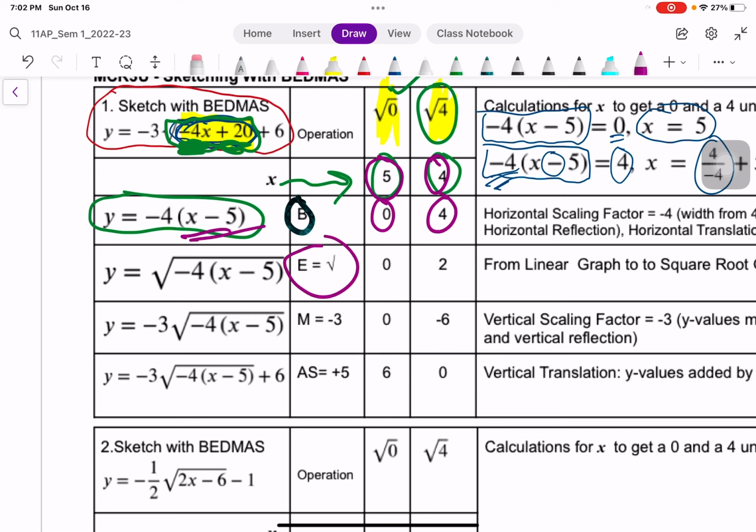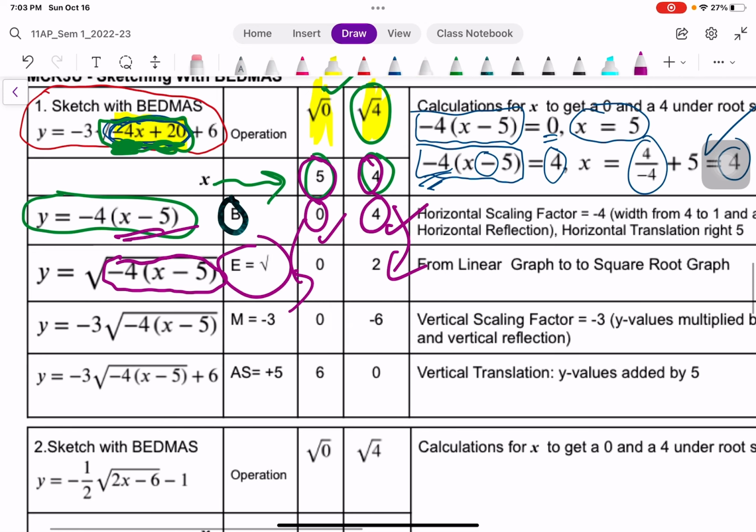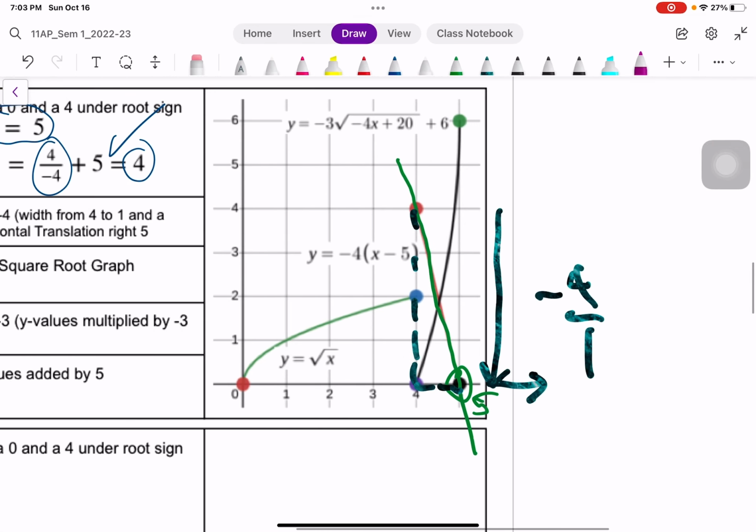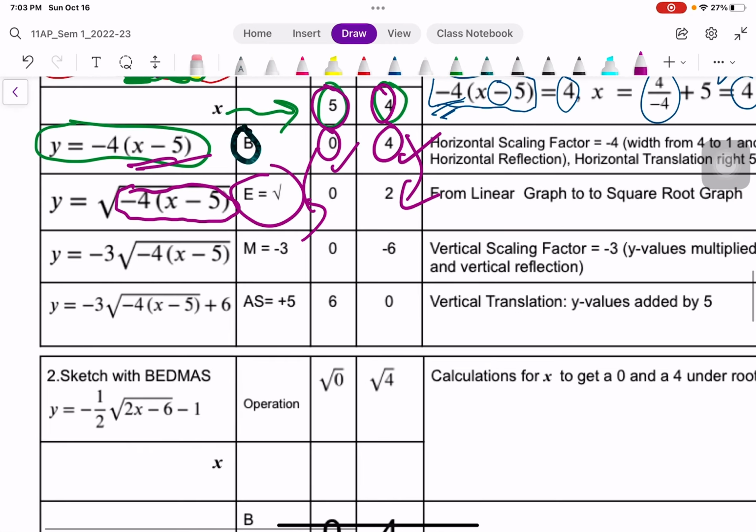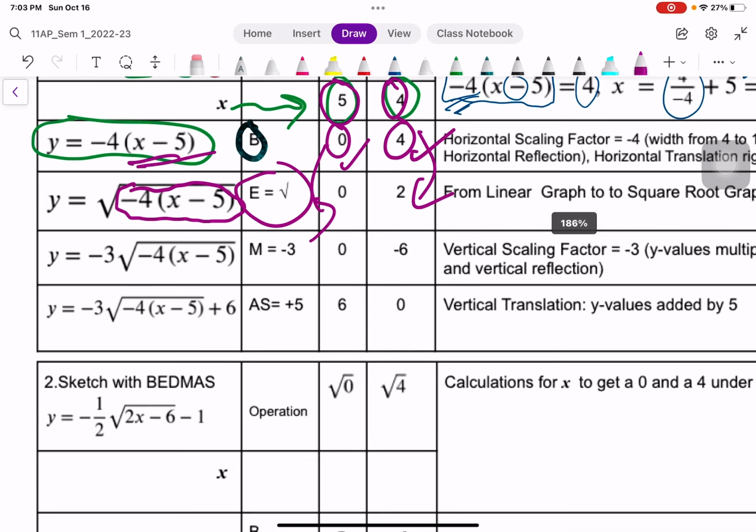And the exponent is square root, exponent 1/2. So now I do the exponent of all of this, okay? So what is negative 4x minus 5? Well, it's 0 and 4. Now I do the square root. Square root of 0 is 0. Square root of 4 is 2. And what that does is that takes a straight line and turns it into a square root graph, okay? So that's that transformation. What's next?